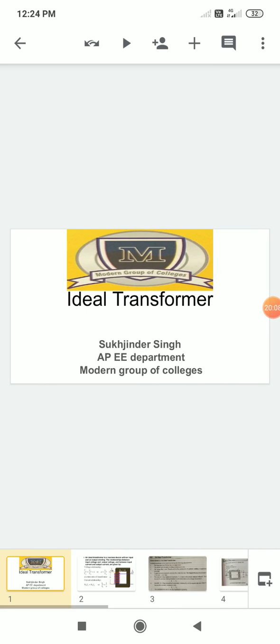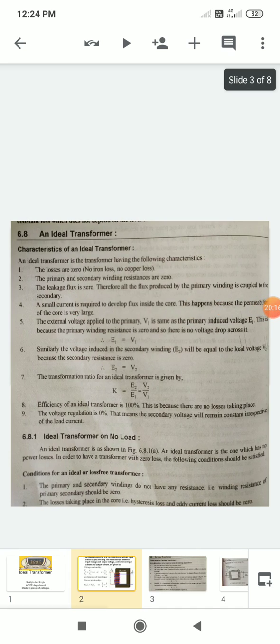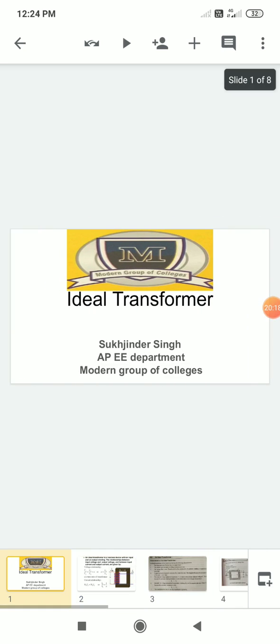And whenever an examination question may be asked, what is the difference between an ideal transformer and a practical transformer? The main difference is that in an ideal transformer there are no losses of any kind, but in a practical transformer all losses exist.